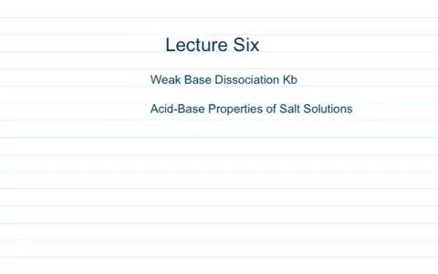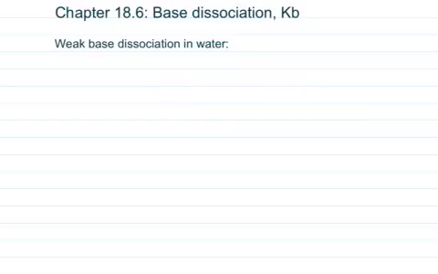Today we'll be going over weak-base dissociation, known as Kb, and acid-base properties of salt solutions. Just like in 18.5 acid dissociation, weak-base dissociation in water is similar.